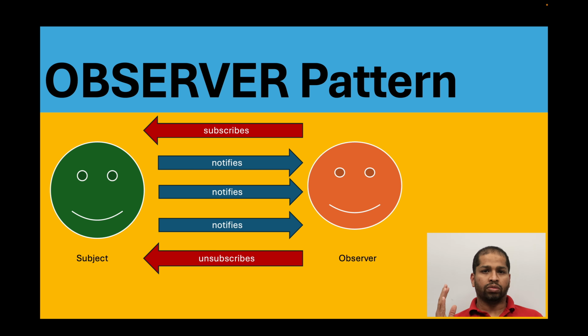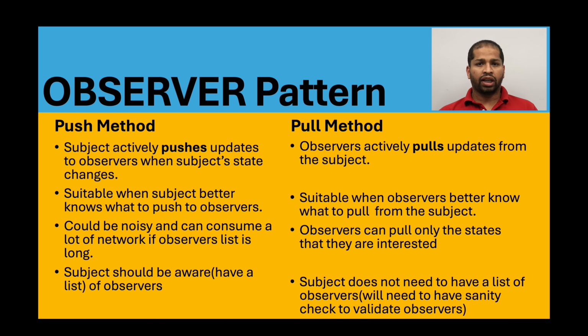The observer will subscribe to the subject, and the subject will continuously send notifications to the observers. When an observer decides it no longer needs the subject's service, it will unsubscribe, and then the subject will no longer send notifications to the observer. So in the observer pattern, there are two approaches called push and pull.